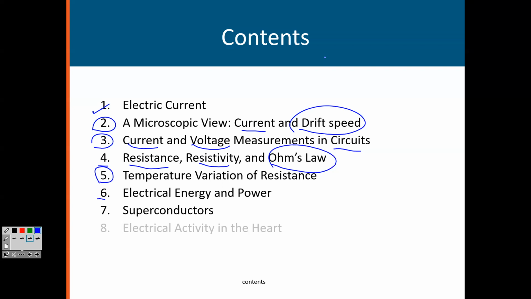Then electrical energy is an energy form. When the charges move, they can carry energy with them, and that energy can be transferred. Say, in an electric circuit with a battery, the electrical energy from the battery can be transferred to the bulb as light energy. And the power is how fast the energy transfer is made. Then lastly, a section on superconductors. And section 8 is omitted, that's why it is dimmed. Okay.